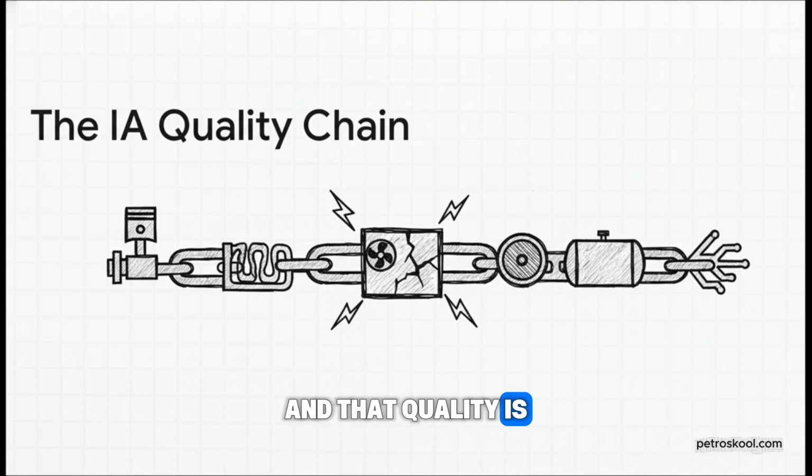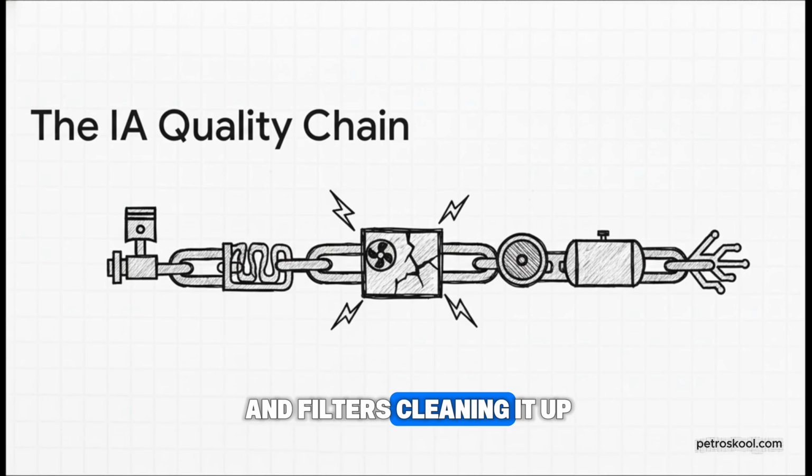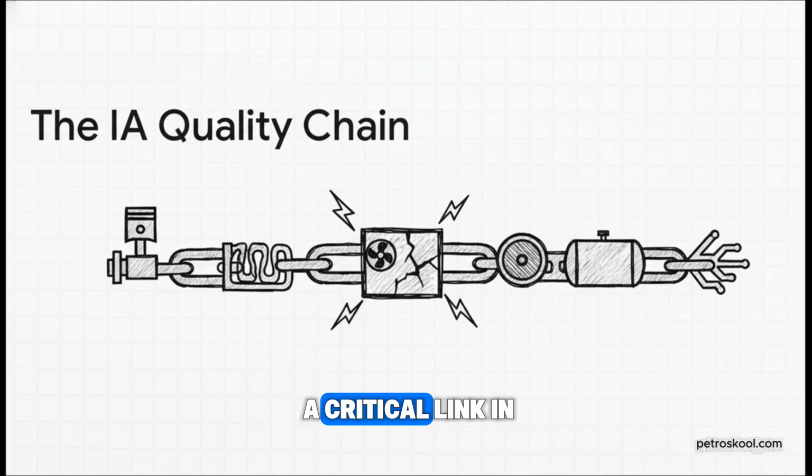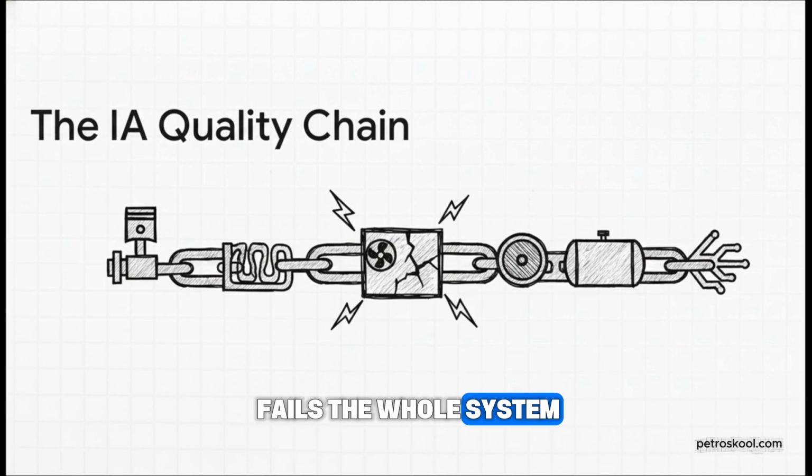And that quality is protected by a whole chain of equipment. You've got the compressors making the air, the coolers, the dryers, and filters cleaning it up. Every single piece is a critical link in the chain. And if one link fails, the whole system, your whole plant's control, is in jeopardy.